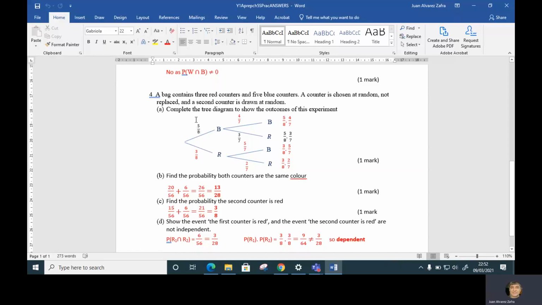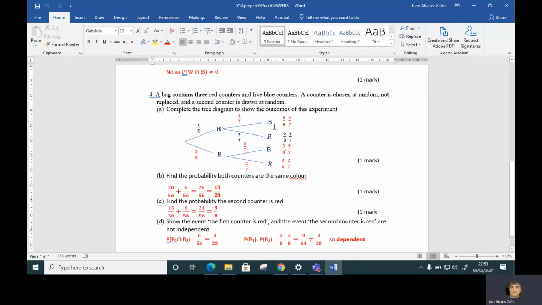So if there are 5 blue counters and 3 red counters, the probability of a blue is 5/8, so the probability of a red is 3/8. If the first blue counter is drawn, then there are no longer 5 blue counters, there are only 4, and there are only 7 counters in total. So now the probability of the second counter being blue is 4/7. And the probability of getting a blue first counter and a blue second counter will be 5/8 times 4/7, which is 20/56.